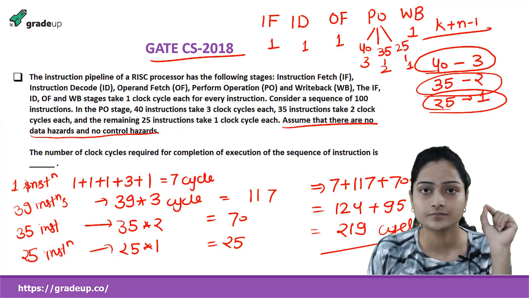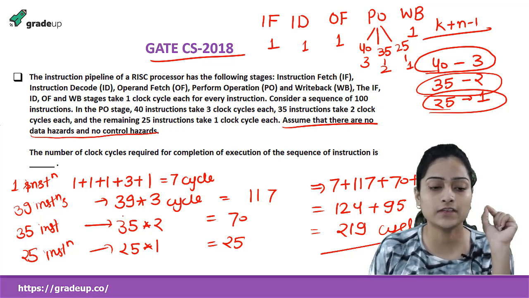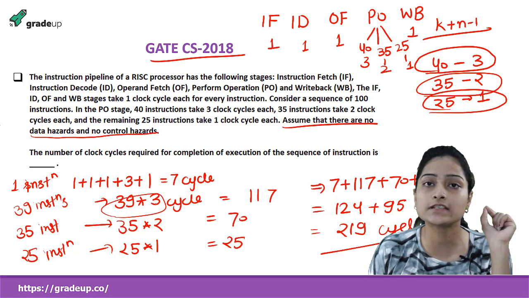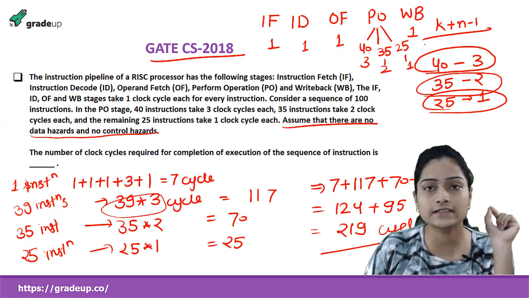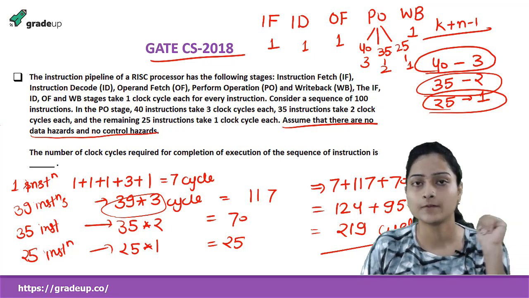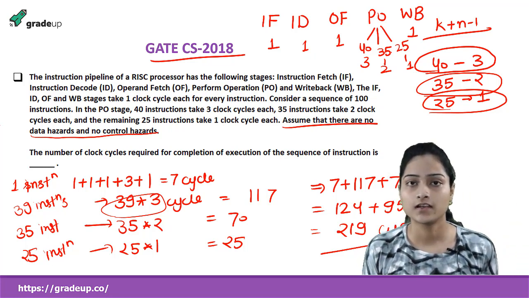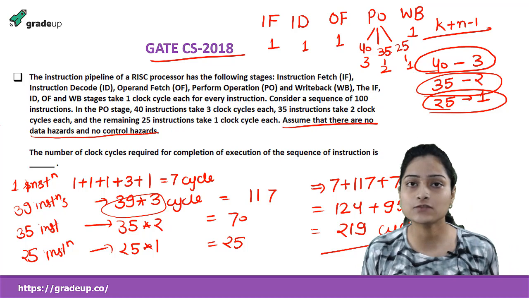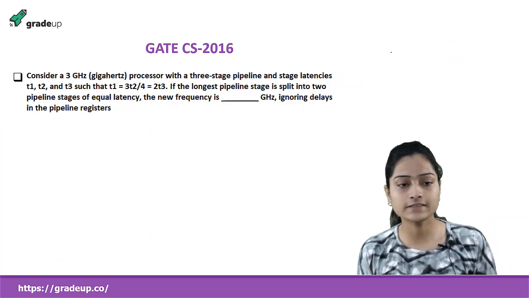Okay, I think you are clear with the concept of why we have taken these 3 cycles, because this PO is going to take 3 clock cycles and all these other stages are overlapped. So this was the question which was asked in your GATE CS 2018. It was a good question. Okay, let us move towards the next question.